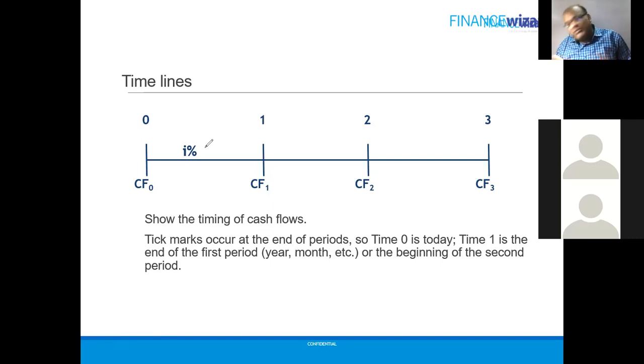So this may look very commonplace. Yeah, timeline is simple. But if you are starting to use a spreadsheet, it is always better to make a timeline. Time 0 is today. Time 1 is one period down the line, the end of the first period. The period could be a month, a year, or a quarter, depending on the frequency of investment. So time 0 is today, and time 1 is at the end of the first period or the beginning of the second period.